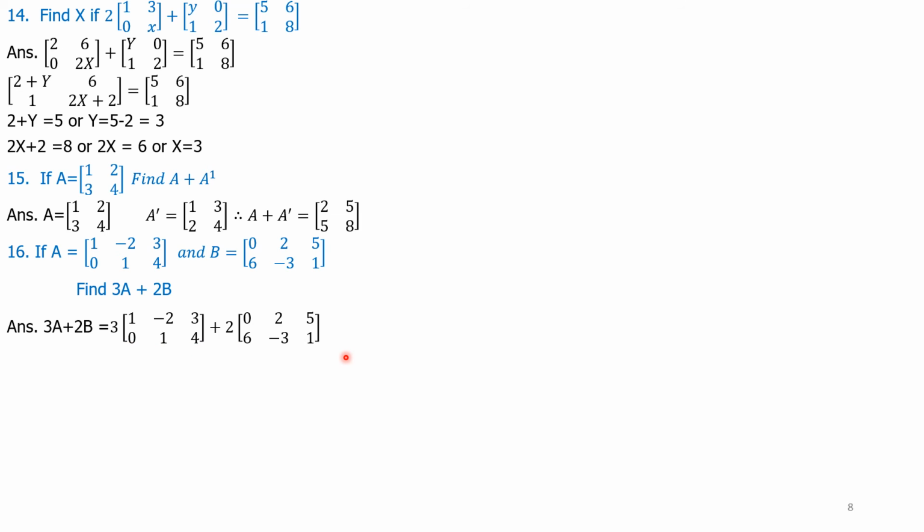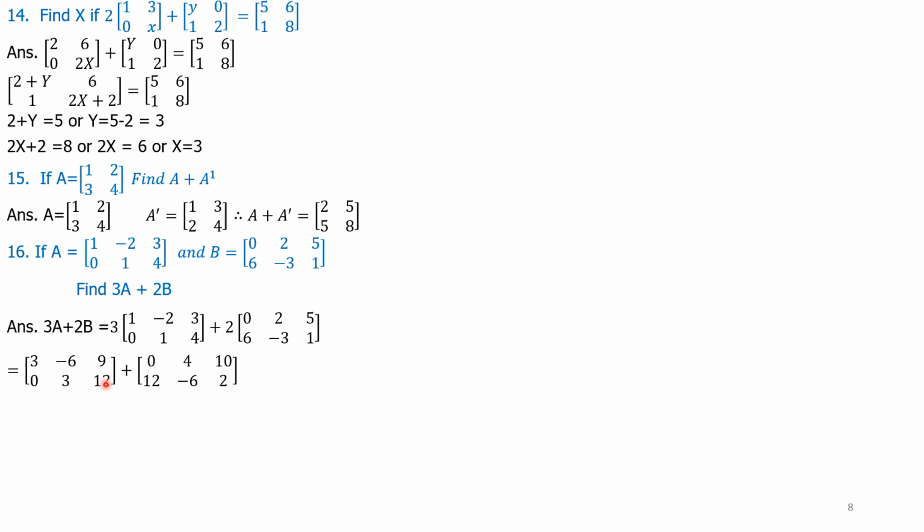Next step. So we have to multiply 3 to each element of A. Therefore, 3 into 1 is 3. 3 into minus 2 is minus 6. 3 into 3 is 9. 3 into 0 is 0. 3 into 1 is 3 and 3 into 4 is 12. Therefore, 3A becomes 3 minus 6, 9. And second row is 0, 3 and 12.